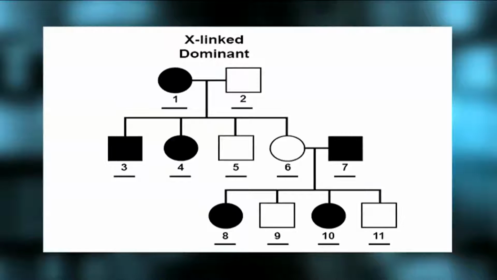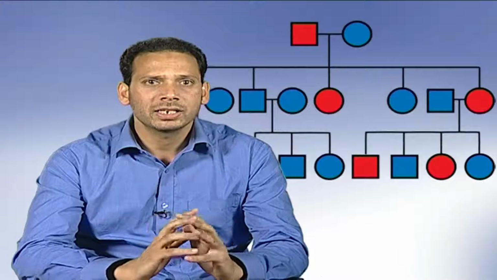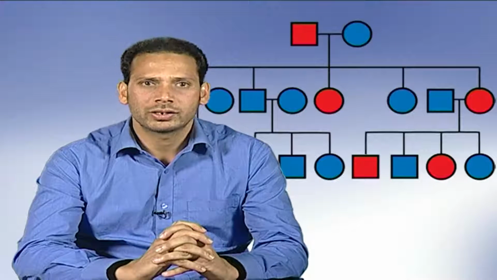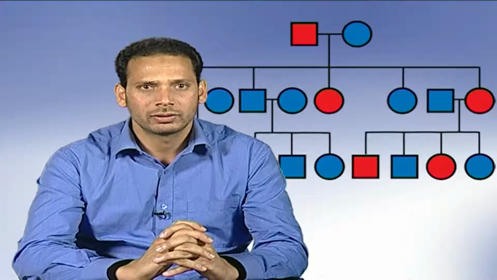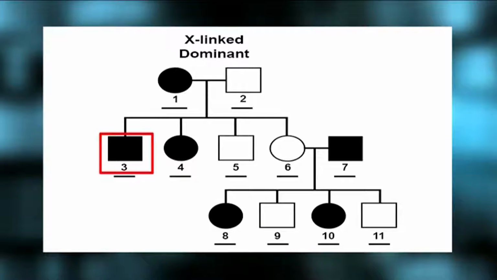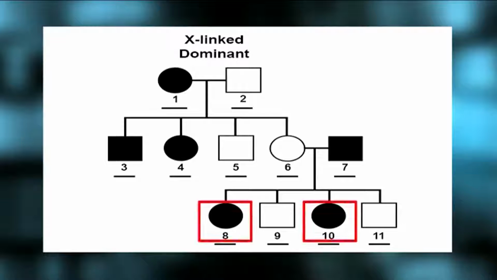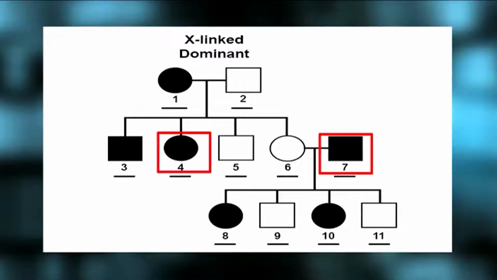Now let us discuss X-linked dominant traits. In X-linked dominant traits, both males and females are affected. However, females are more affected than males. X-linked dominant traits do not skip generations because they are dominant. Affected sons must have an affected mother. Affected daughters must have either an affected mother or an affected father.